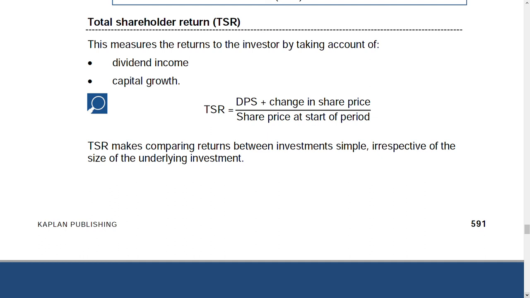So the TSR can also be calculated as the dividend yield. How? Based on the opening share price plus the capital gain over the year. So opening share price plus the capital gain over the year will give you what? Dividend yield.